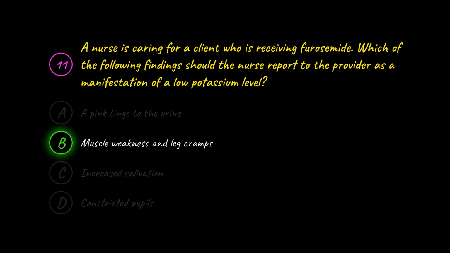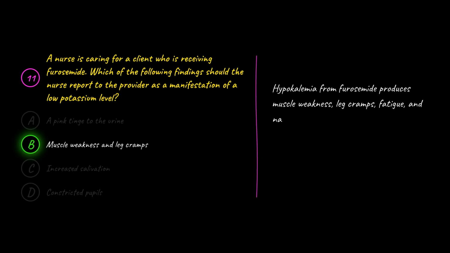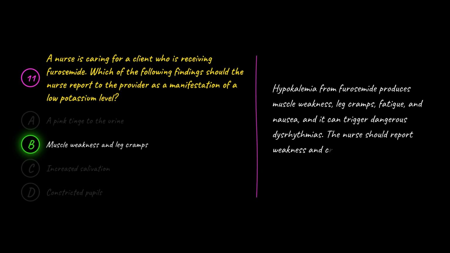The correct answer is B, muscle weakness and leg cramps. B is correct because hypokalemia from furosemide produces muscle weakness, leg cramps, fatigue, and nausea, and it can trigger dangerous dysrhythmias. The nurse should report weakness and cramping, so potassium can be checked and replaced before cardiac effects develop.